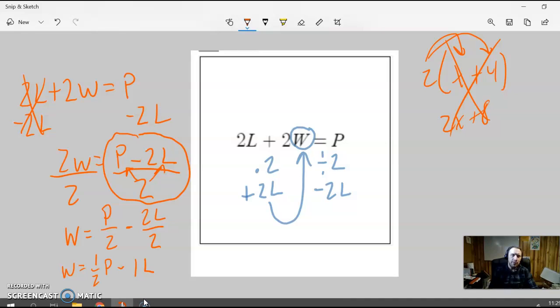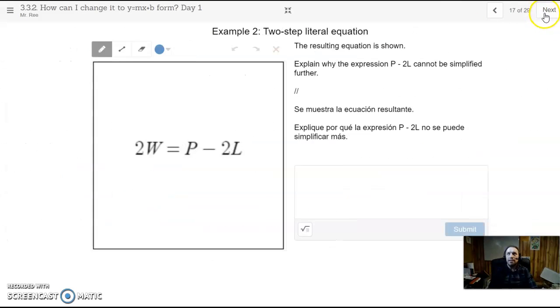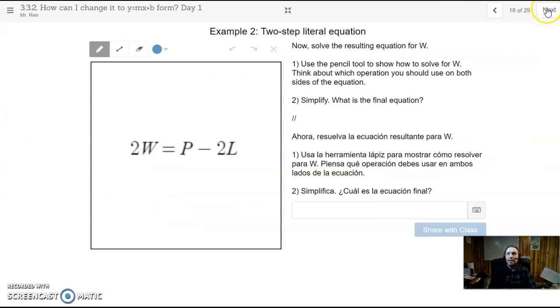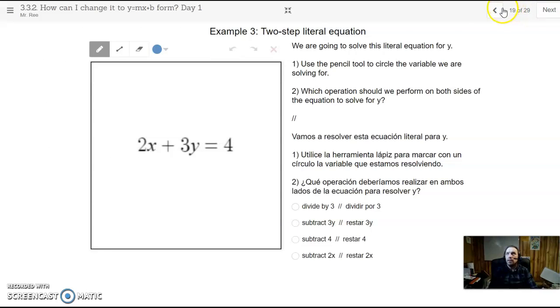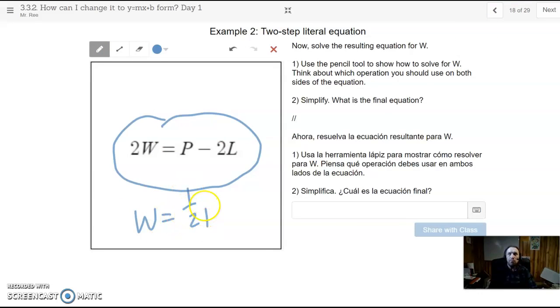Now, this can get confusing because you're like, is that a lowercase L or a 1? Remember, we don't need to write 1 of any variable, so we could just write L. And this is your final solution when we're solving for w. If you move all the way to slide 18, here's where you finish that off, and you would get w equals 1/2 p minus l.